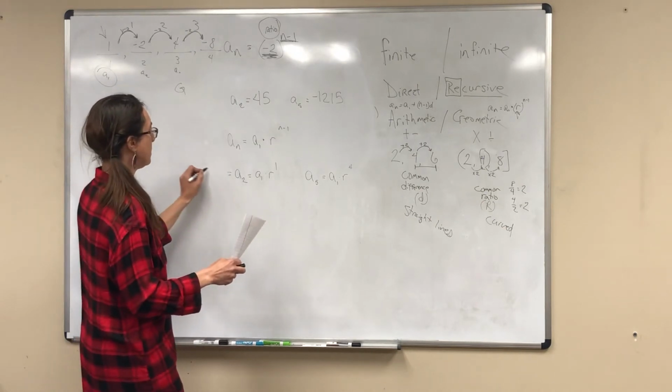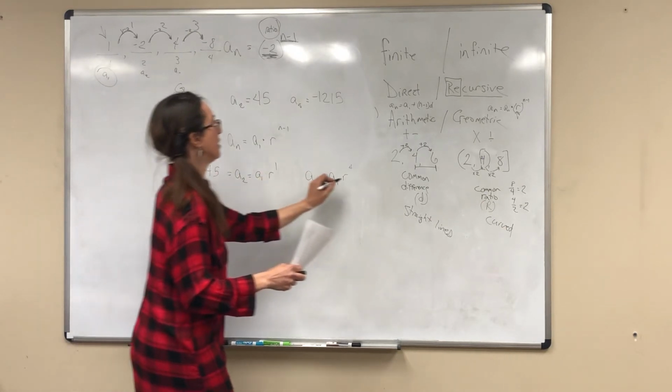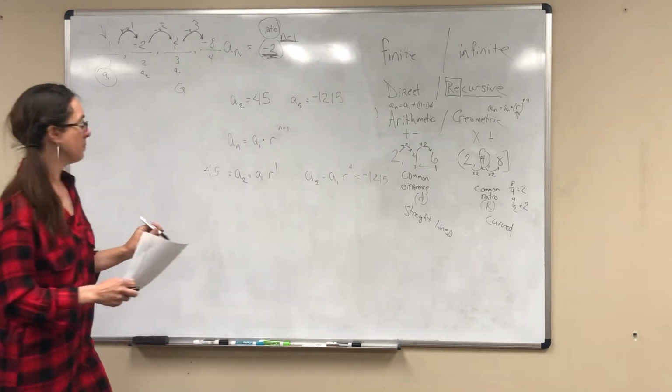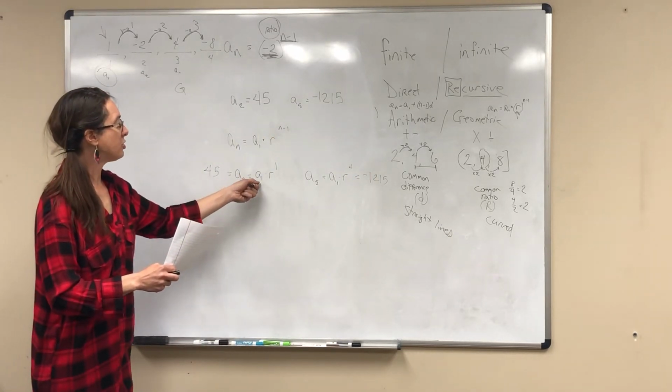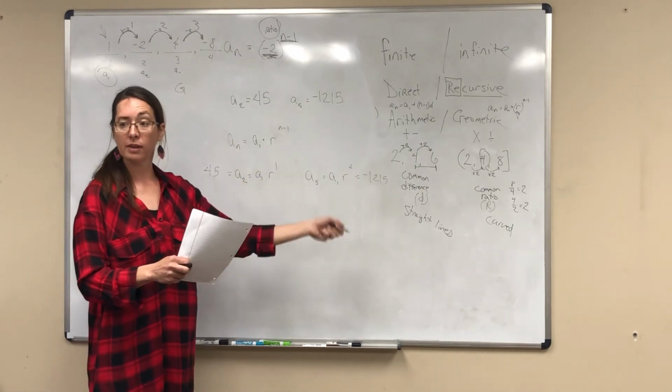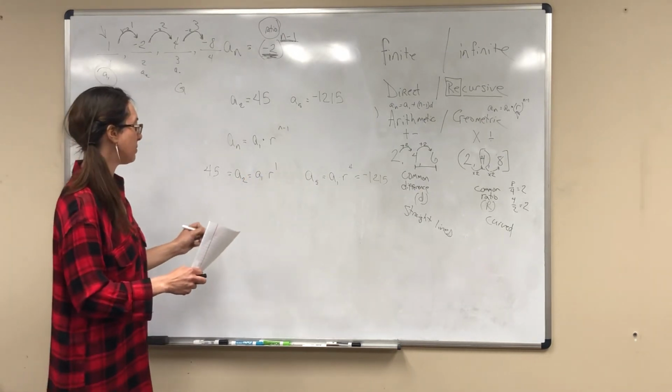Well, this one is equal to 45, and this one is equal to negative 12/15, right? I have 2 terms here. I can solve for one and then I can substitute, right? So now we have a system of equations.